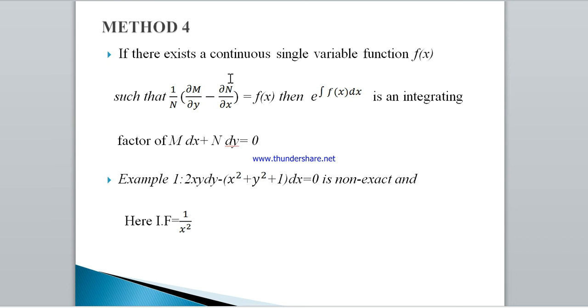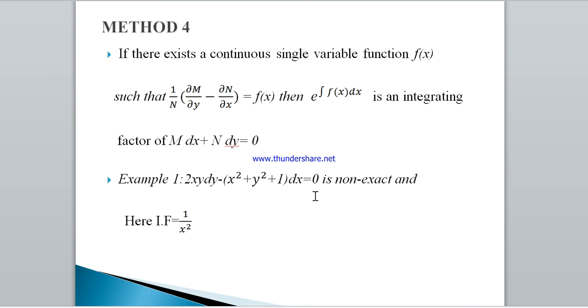In this method, you need to check the term 1 by N into (∂M/∂y minus ∂N/∂x). If it is in the form of f of x, meaning a single variable function of x, then you can take the integrating factor as e power integral f of x dx. Here is an example: 2xy dy minus (x square plus y square plus 1) dx is equal to 0. It is a non-exact differential equation.